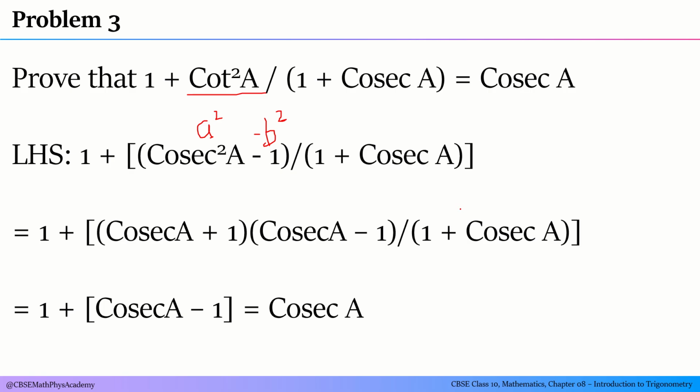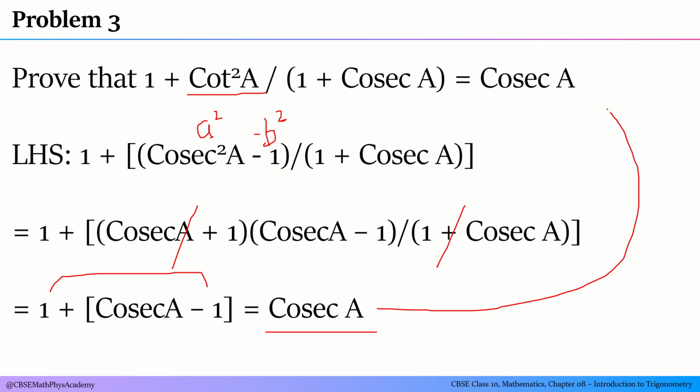In the denominator you have one more 1 plus cosec a, so this and this get cancelled and you are left with cosec a minus 1. This minus and plus 1 get cancelled and you are left with cosec a, which is nothing but the right hand side. So thus you have proved left hand side is equal to right hand side.